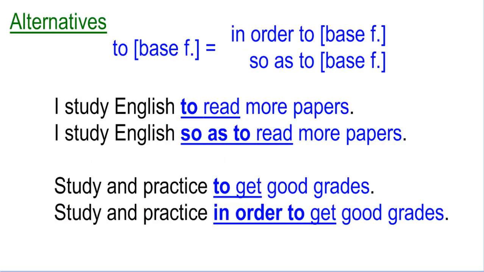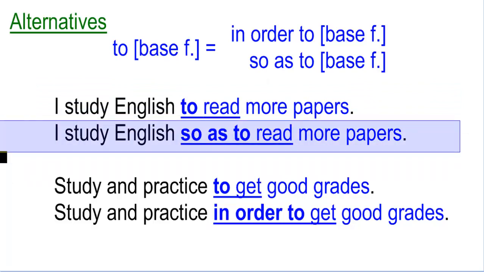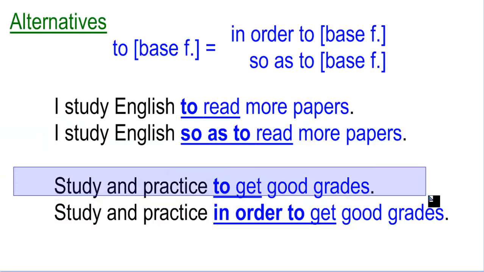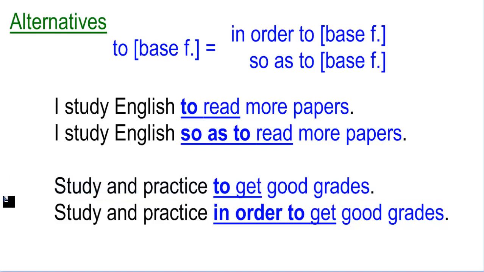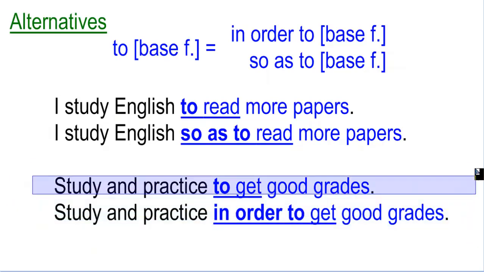Now, some alternatives that you can use. Remember that you can use the infinitive of purpose, but if you want, you can put some extra decorations into your infinitive. For example, you could say, I study English to read more papers, or you could say, I study English so as to read more papers. It's exactly the same. Study and practice to get good grades, or study and practice in order to get good grades. So you could use both.